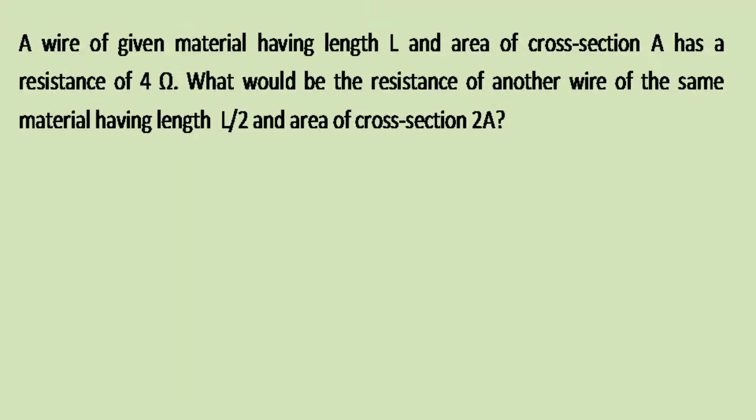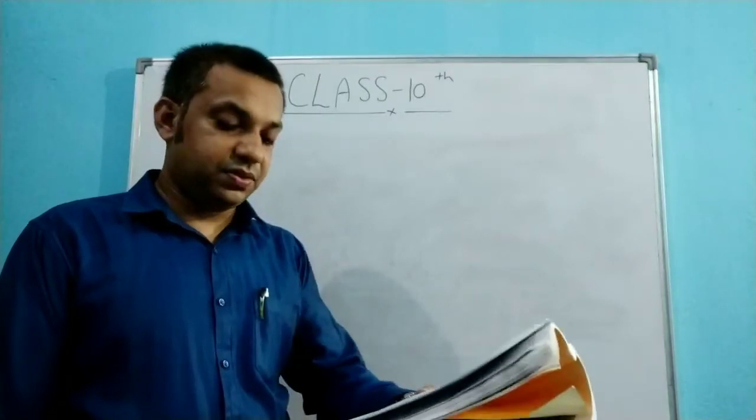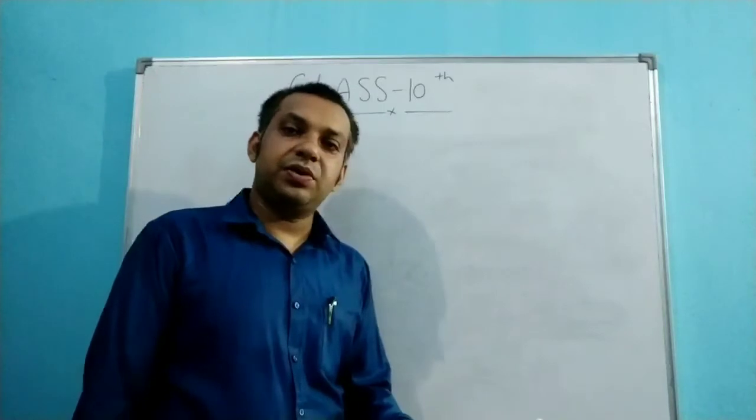So the next question is, a wire of given material having length L and area of cross section A has a resistance of 4 ohm. What would be the resistance of another wire of the same material having the length L by 2 and area of cross section 2A? So this is your example number 12.6, which is on page number 209. I hope you understand the question.